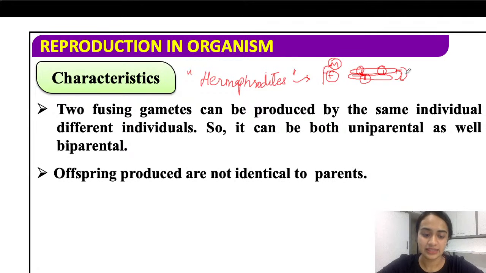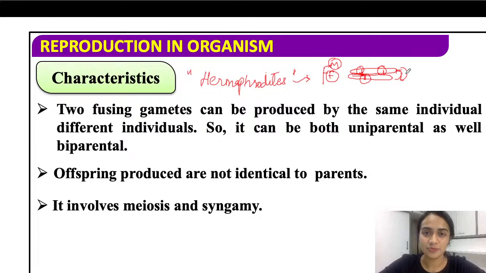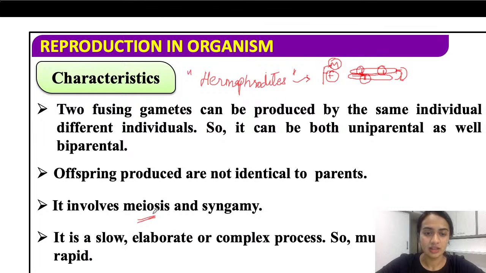Offsprings are not identical to the parents because there is a mixing up of two types of genetic material. It involves meiosis and syngamy. Meiosis is very necessary for sexual reproduction. In meiosis, we have the crossing over of the chromosomes and the exchange of genetic material. We'll discuss it in detail, and we'll learn about meiosis 1 and 2.